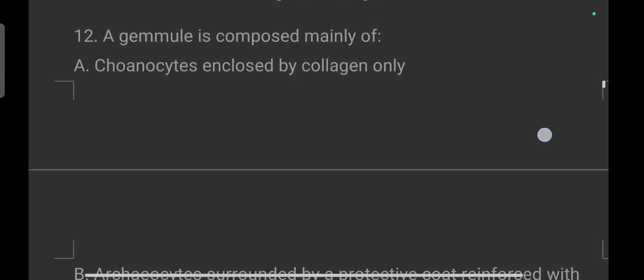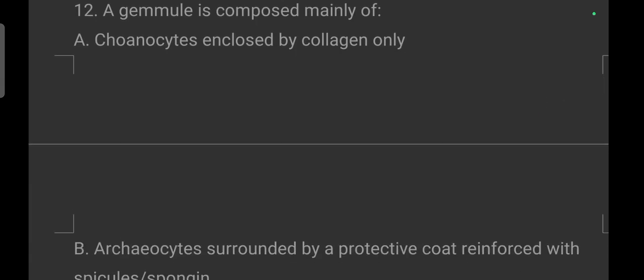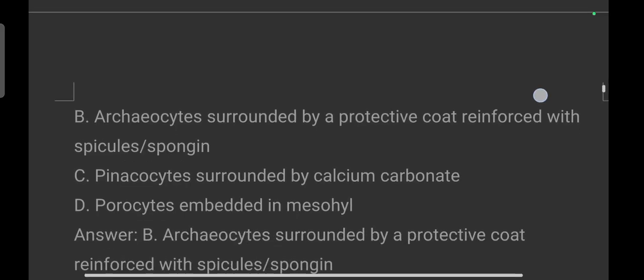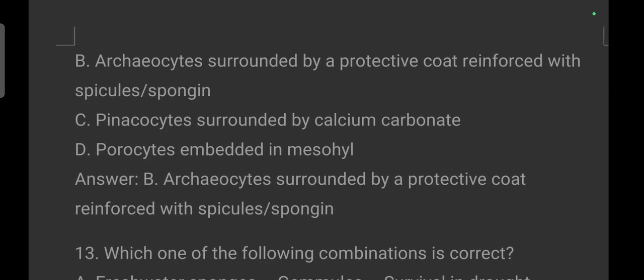A gemmule is composed mainly of choanocytes enclosed with collagen only, archaeocytes surrounded by a protective coat reinforced with spicules, pinacocytes surrounded by calcium carbonate, or porocytes embedded in mesohyl. Answer is archaeocytes surrounded by a protective coat reinforced with spongin or spicules.